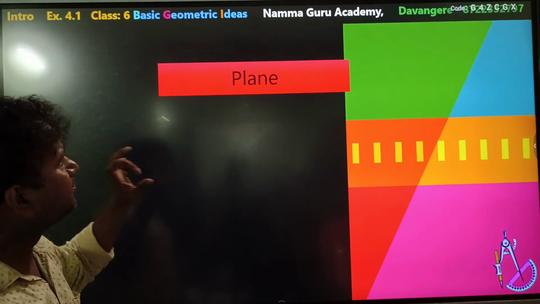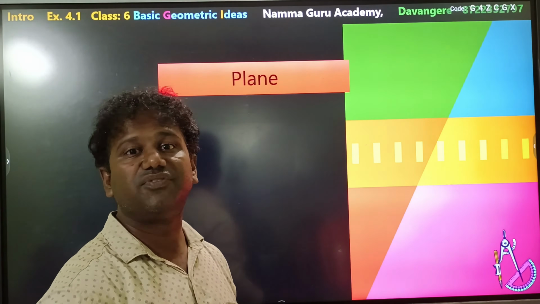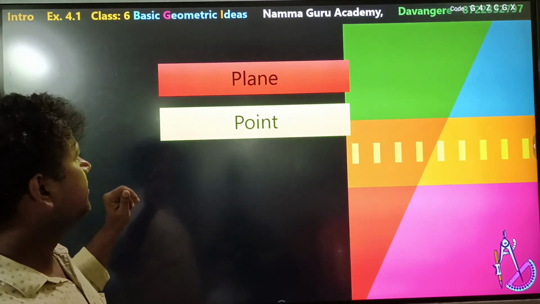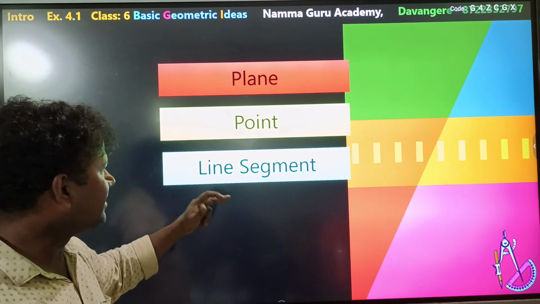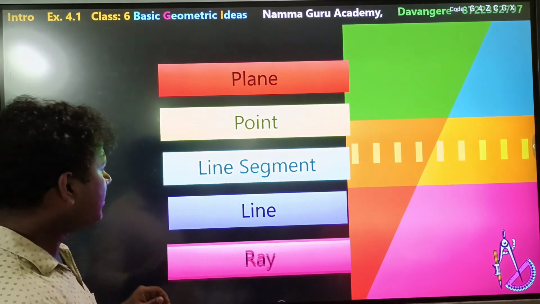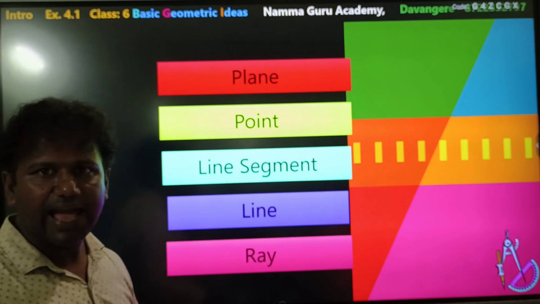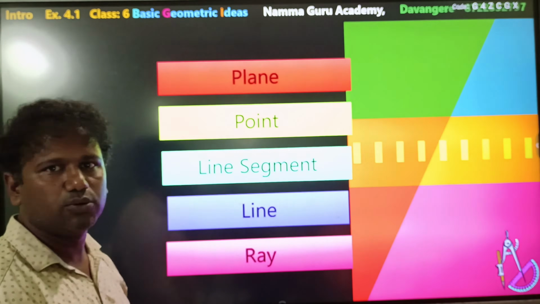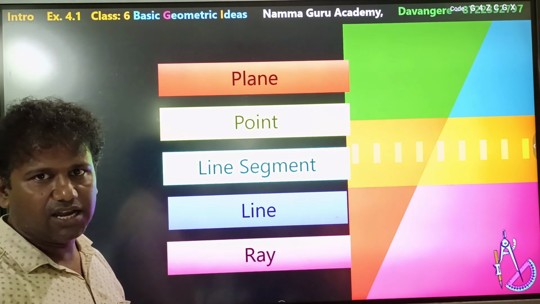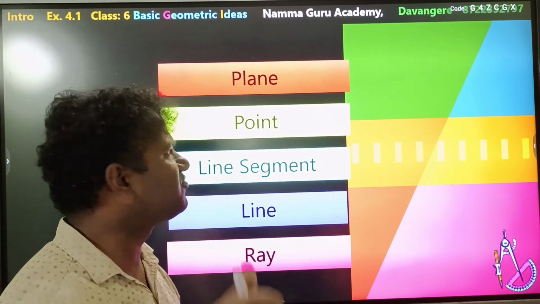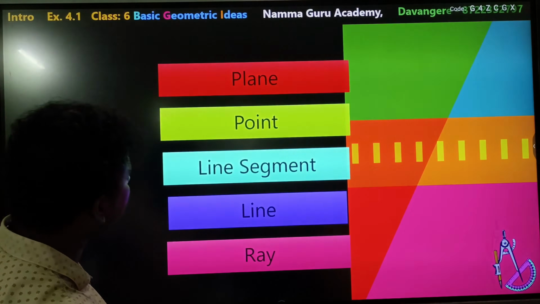Okay. The first basic concept which is very essential for the first exercise is plane. Second one is point. Third one is line segment. Fourth one is line. Fifth one is ray. If you learn all these things, you can become the boss of the first exercise. I hope our students are waiting to become the boss of the first exercise by understanding these basic concepts.